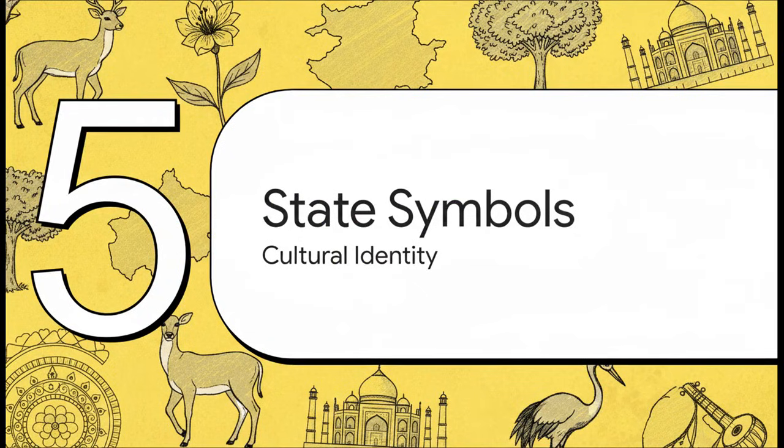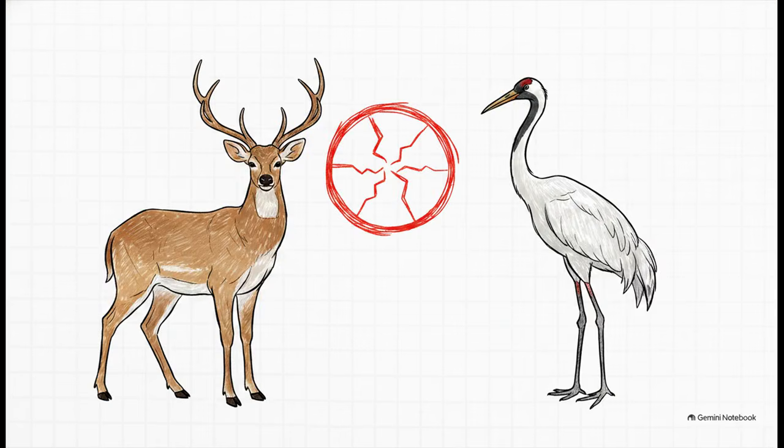Which brings us to our final section, number 5, state symbols. For this last zoom in, let's explore the local cultural identity through the state's official symbols. These symbols actually tell us a lot. The state animal is the barasingha, or swamp deer. But look at its IUCN status. It's classified as vulnerable, which is a stark reminder of the real ecological stakes in the region.